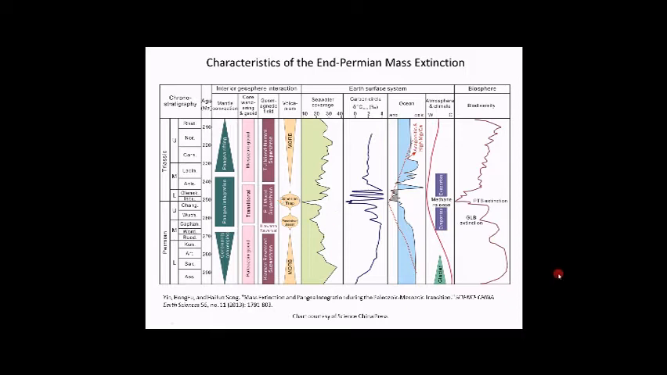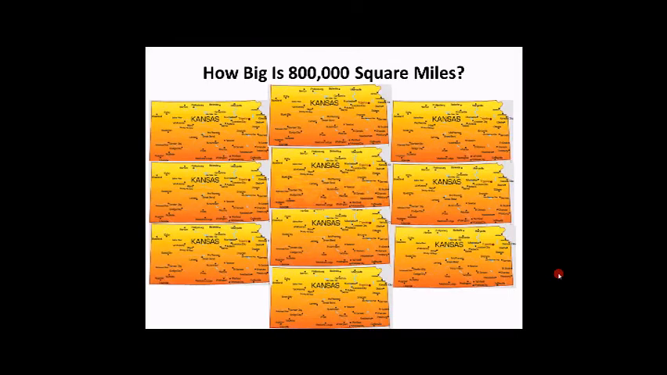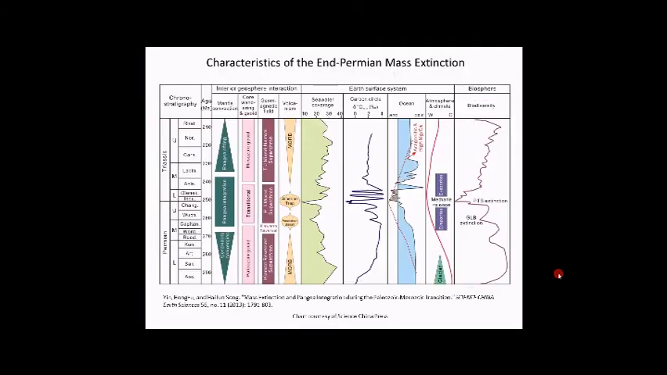Now that sounds big, but how big is it? The state of Kansas is approximately 80,000 square miles. So that means 800,000 square miles would cover Kansas 10 times over. This is massive. So we have this massive volcanism going on between the Permian and Triassic periods, and we're dumping lots of carbon and sulfur compounds into the environment, creating a greenhouse effect.